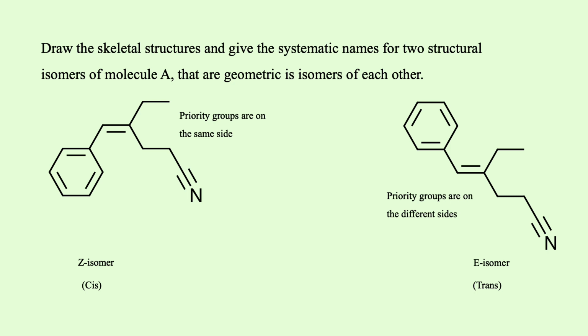Here you can see I've drawn out the 2 different geometric isomers. I've just talked about the cis isomer, and on the right is the trans, and you can see that the benzene group is pointing in the upwards direction. So in the trans isomer, the priority groups, the phenyl group and the nitrile group, are on different sides. So that's why it is a trans. The systematic names would just have the Z and the E before it, as if it was a number.